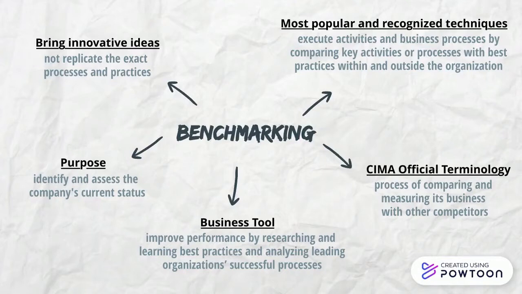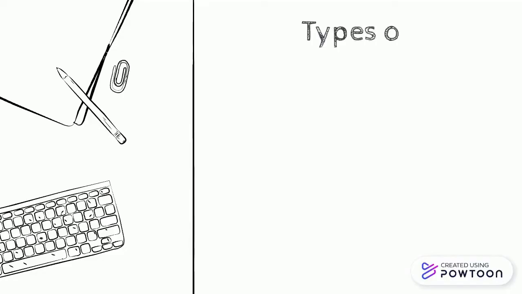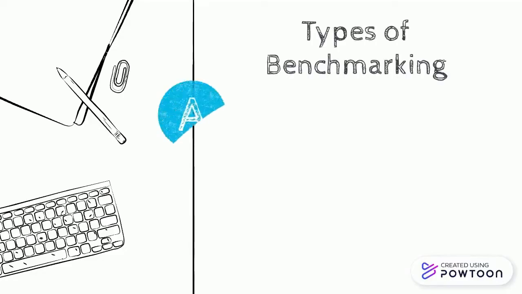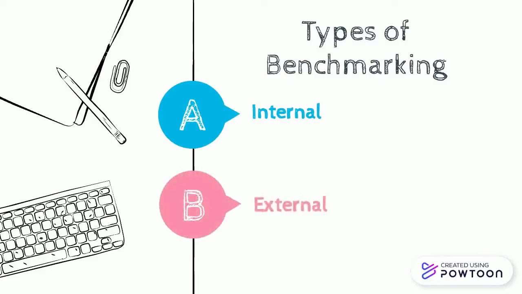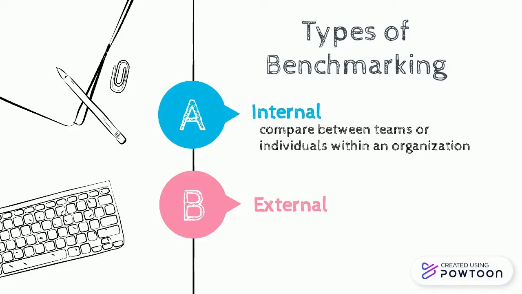There are two main types of benchmarking, which are internal benchmarking and external benchmarking. Internal benchmarks are used to compare the practice and performance between teams and individuals within an organization to determine which teams do better and share the knowledge with the entire company and other teams to achieve higher performance. External benchmarking refers to comparing organization performance with competitors across industries.